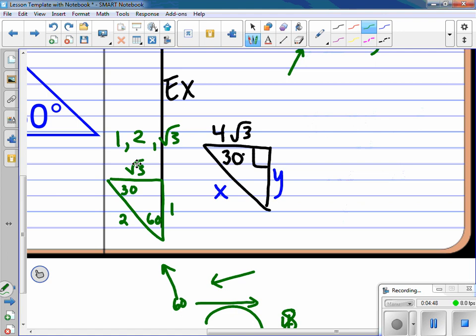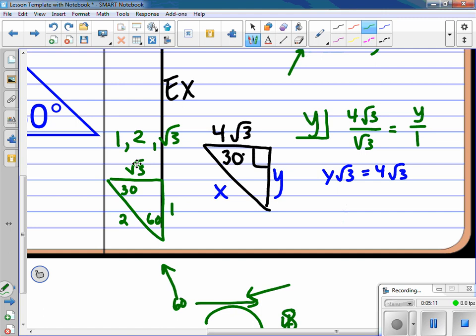Everybody good? All right. Next thing I'm going to do is start writing proportions. So I look for what I can do. Let's go find y first. So I'm going to say 4 square roots of 3 over its partner, square root of 3, is equal to y over 1. Okay, no big deal. So I cross multiply.